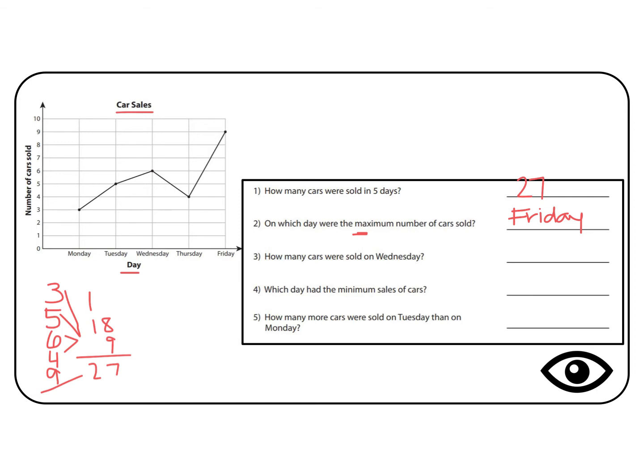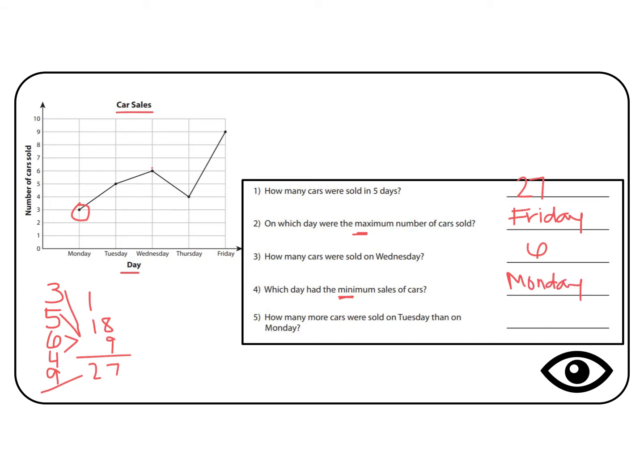Question number 3. How many cars were sold on Wednesday? So we go over to Wednesday and we go up to 6. 6 cars were sold on Wednesday. Which day had the minimum of sales? Minimum would be the lowest. So the lowest point on the graph would be Monday.